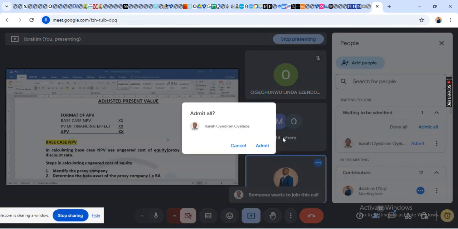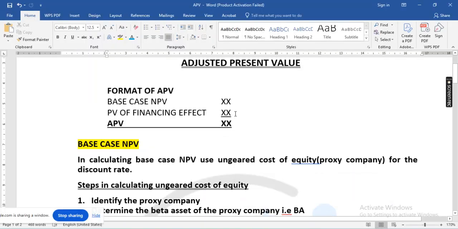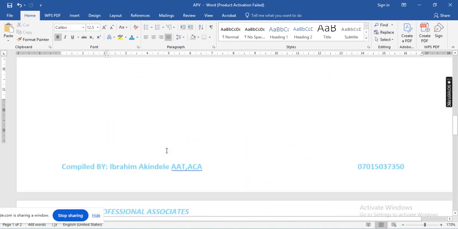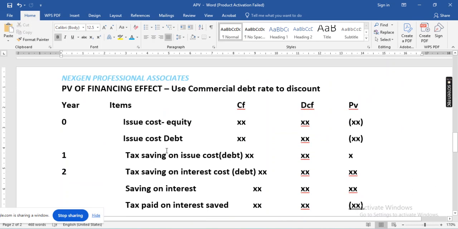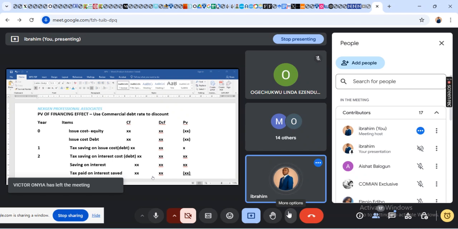Now we move to the PV of financing effect, right? We have examined the base case NPV. Now, the PV of financing effect. This is how you need to structure your PV of financing effect. Don't forget, adjusted present value considers all sources of finance, the interest, everything you have to take into consideration.